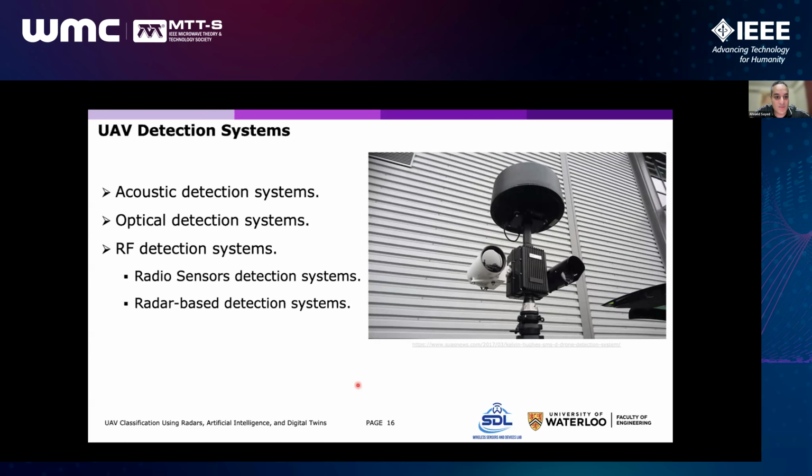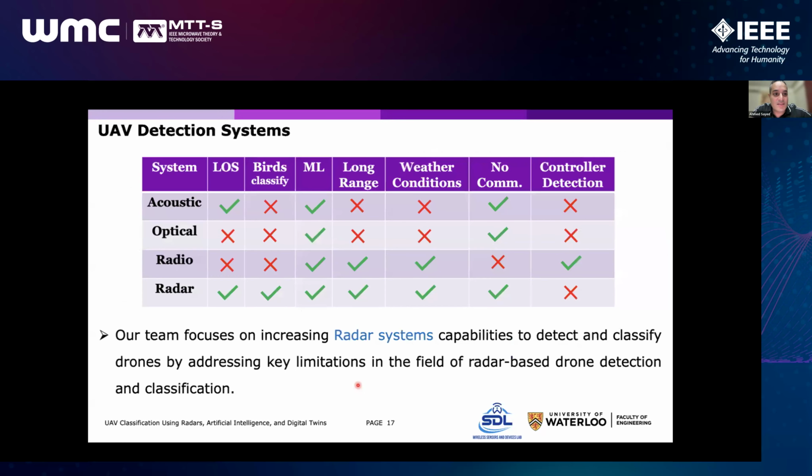This is radio sensors detection systems. This is a summary of comparison between the 4 systems, and it can be shown here that radar technology or radar systems can be promising in this application. And our team focuses on increasing radar system capabilities to detect and classify drones by addressing key limitations in this field.